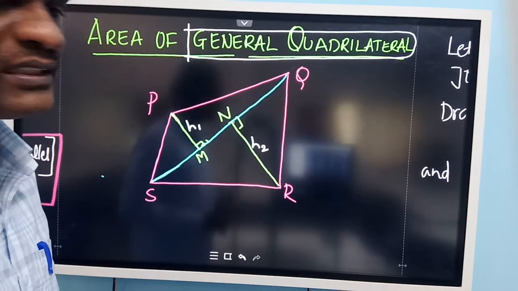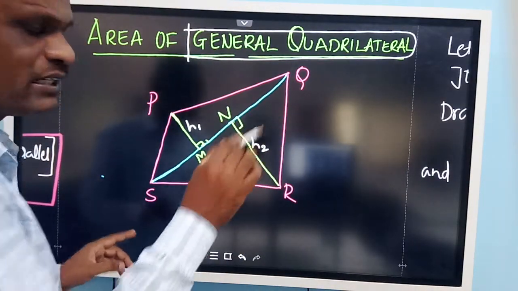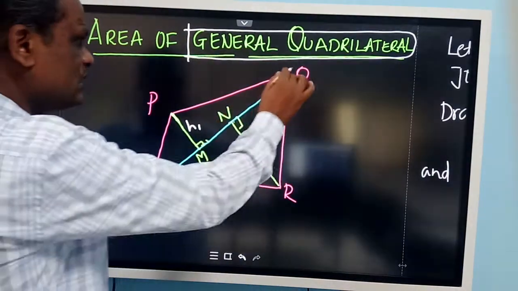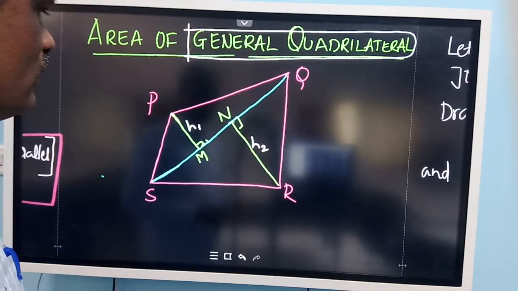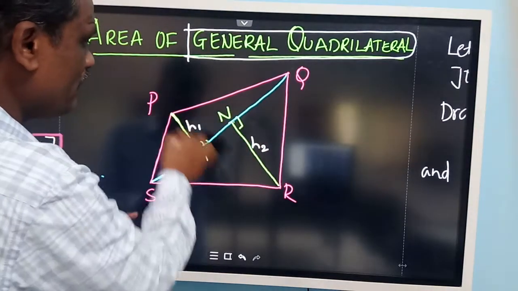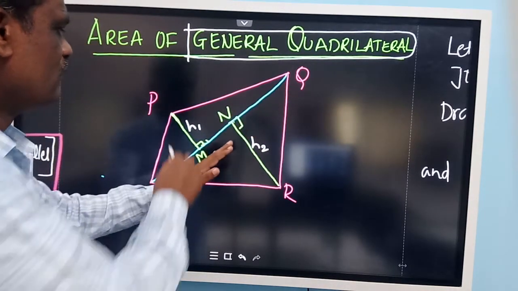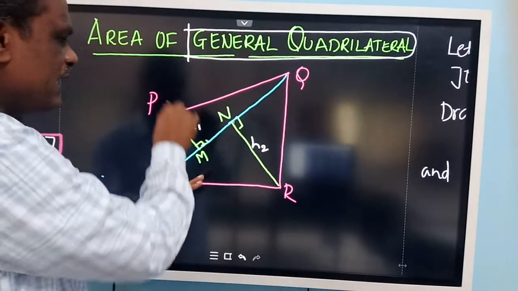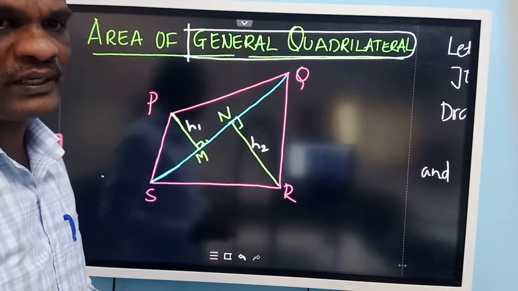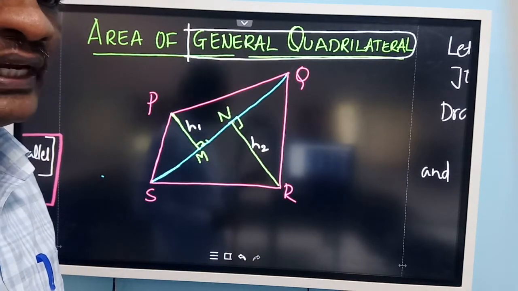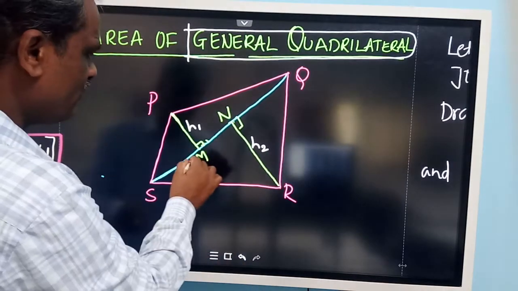What I have done? I have done some extra work. The pink color line is only the quadrilateral. The extra work that I have done, I have joined this diagonal. QS is the diagonal of this quadrilateral. And I have drawn perpendicular lines from the opposite vertices. From P to this diagonal one perpendicular, then from R to this diagonal another perpendicular. Perpendicular means it should make 90 degrees with the diagonal. This is the extra work that I have done.